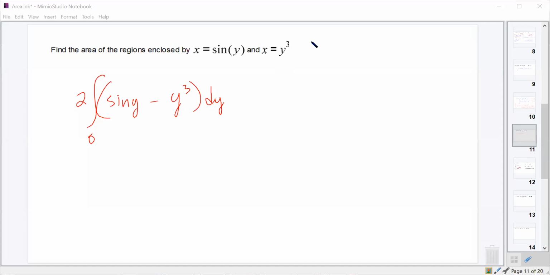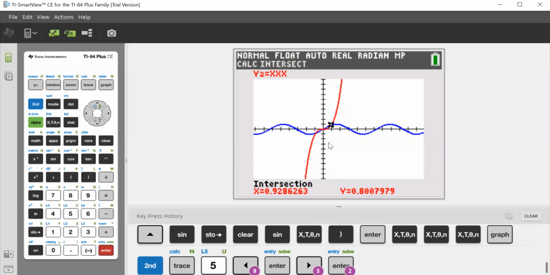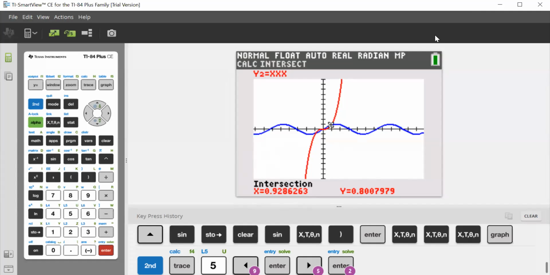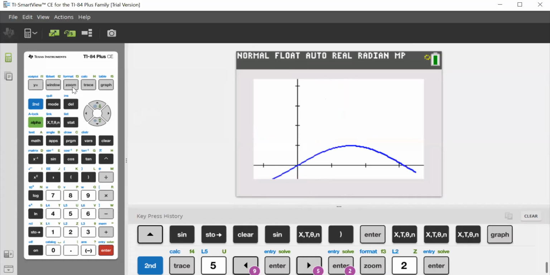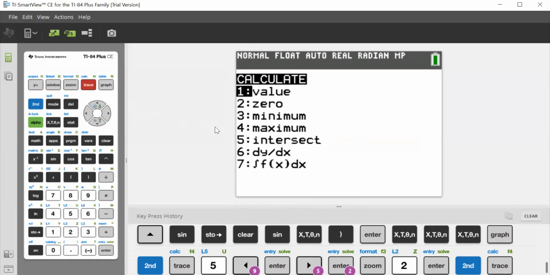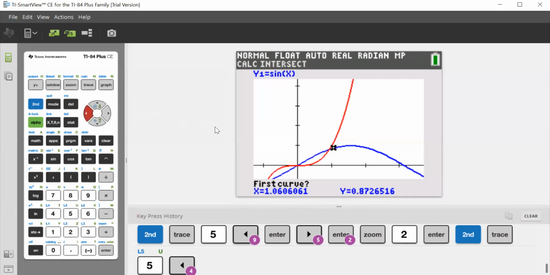Oh, did I not show the calculator when I was doing that? Must have not shown the calculator anyway. There it is, 0.9286263. Everybody good with that though on the calculator? We'll do it again real quick. So we'll calculate the intersect from a value to the left of that intersection to a value to the right of the intersection, and 0.9286263.